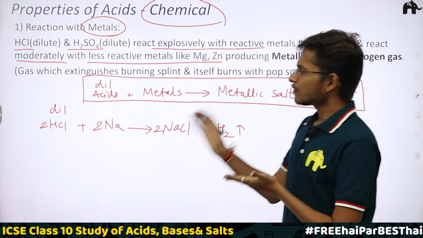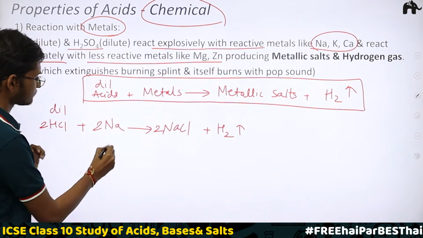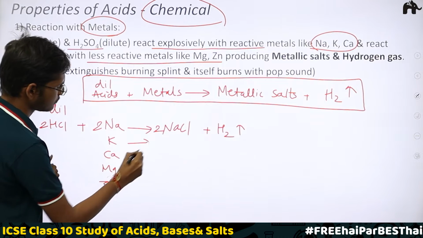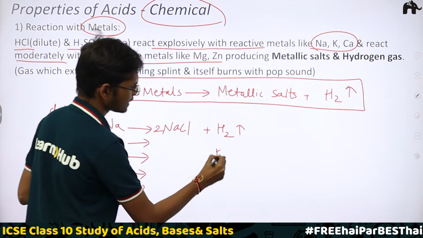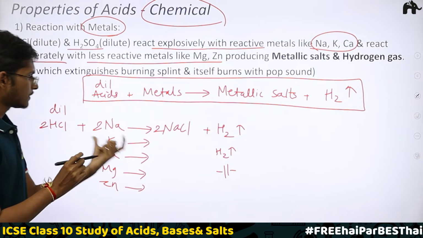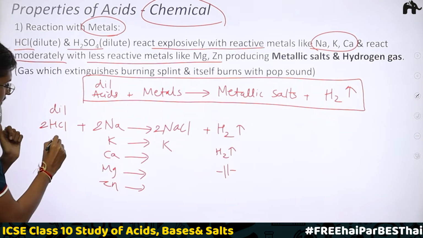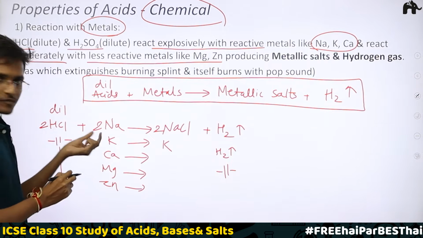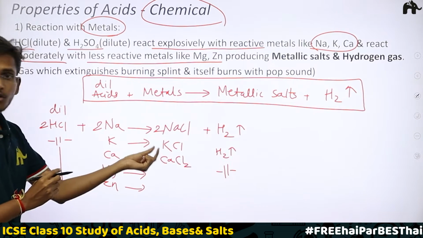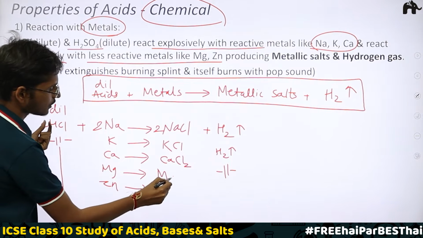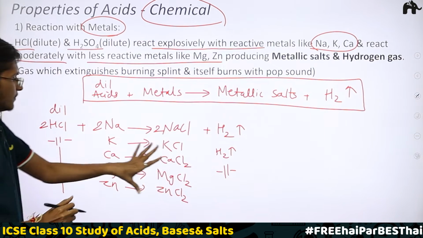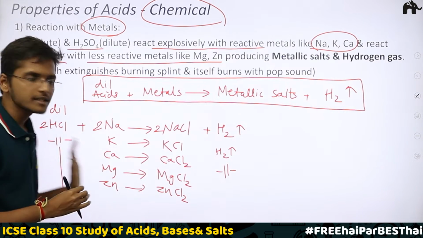When you write the reactions for other metals like potassium, calcium, magnesium, zinc, you just need to write first that hydrogen gas is liberated in all these cases, and then the salts. Potassium with HCl would form KCl, calcium with HCl would form CaCl2, calcium chloride, magnesium with HCl would form magnesium chloride, and zinc with HCl would form zinc chloride. Very simple. Now you have to just balance the reactions, that's it.